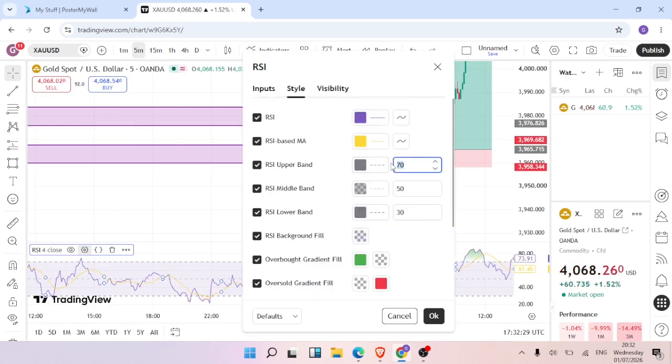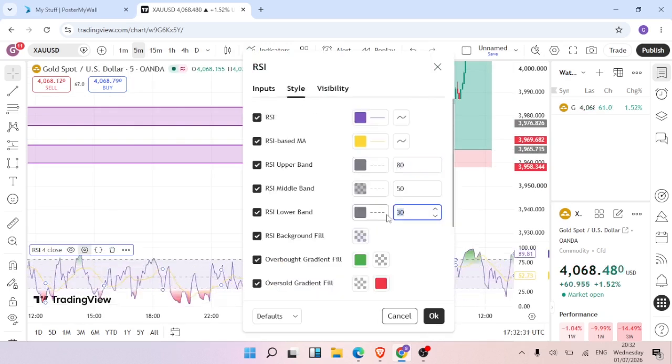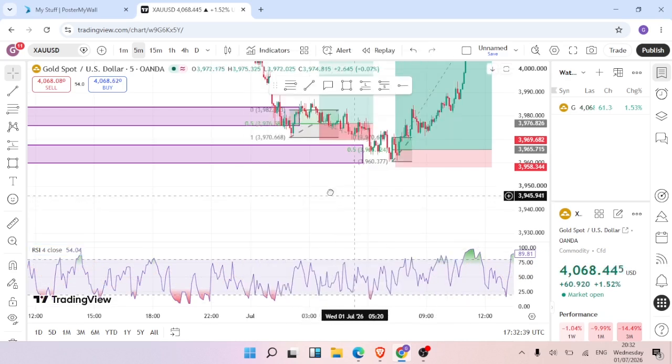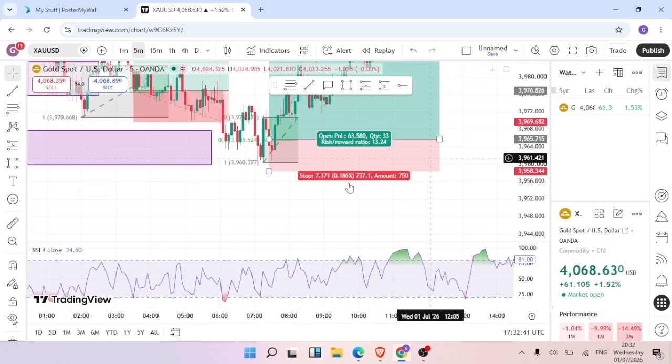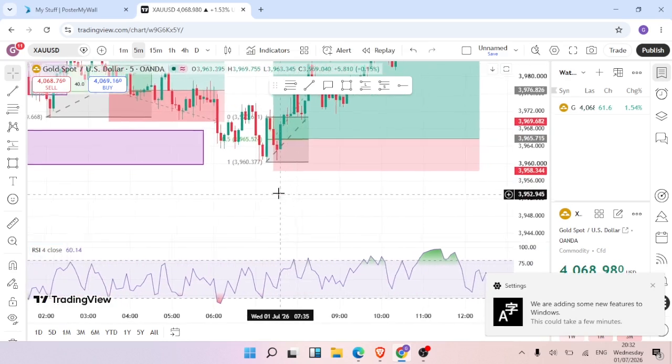for 80, 20. No need for the midpoint, no need for the RSI-based moving average, and click OK. So this is the divergence I'm talking about.